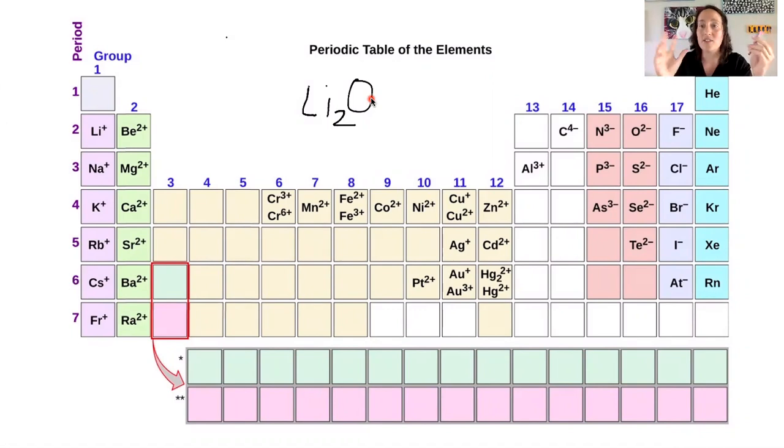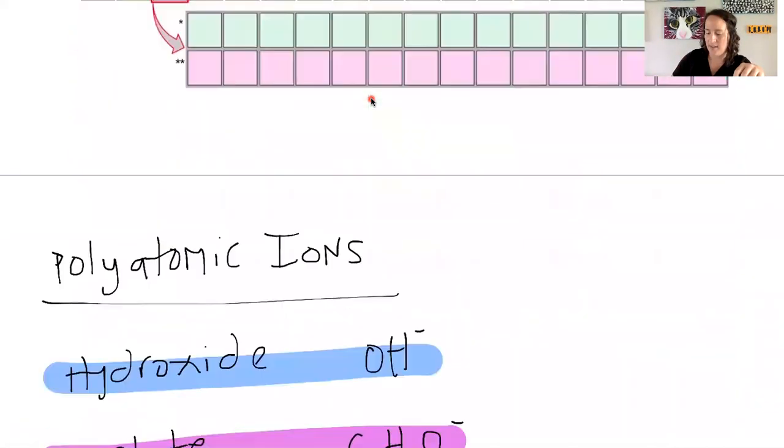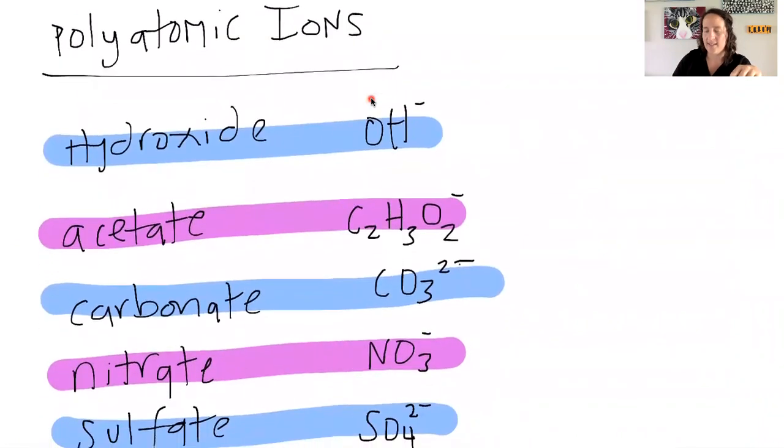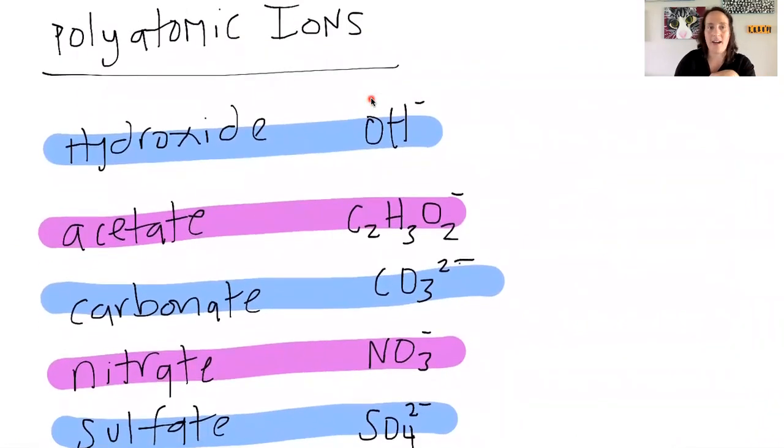And again, ions are changing the number of electrons. Now your book has some common polyatomic ions. Polyatomic, don't freak out, that just means it has more than one atom, right?